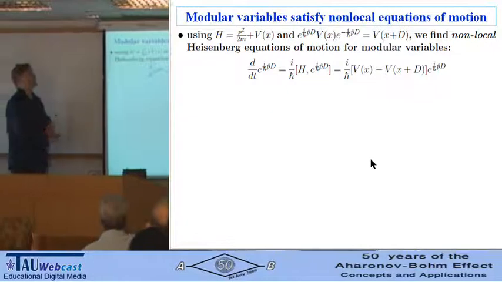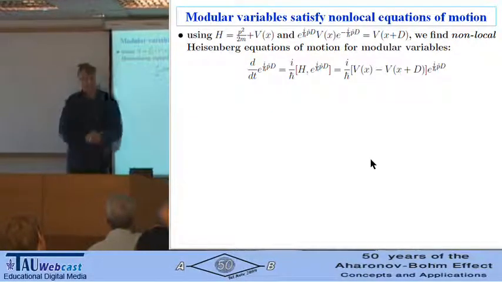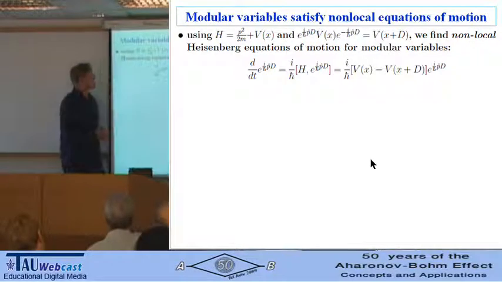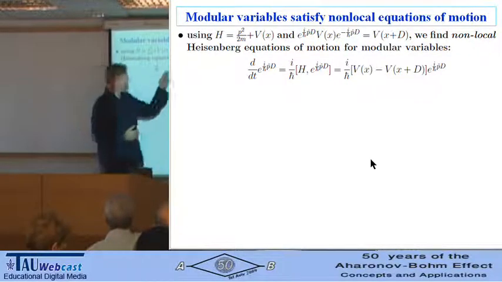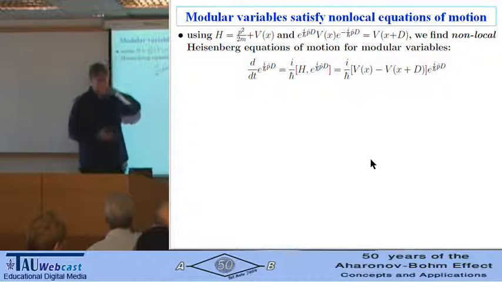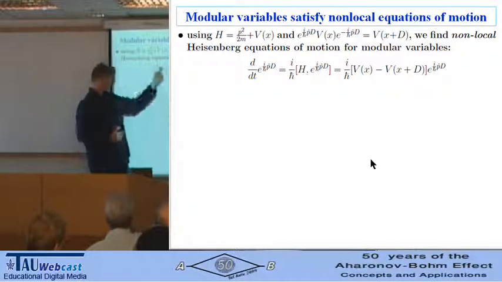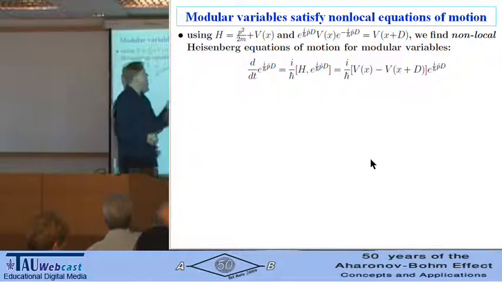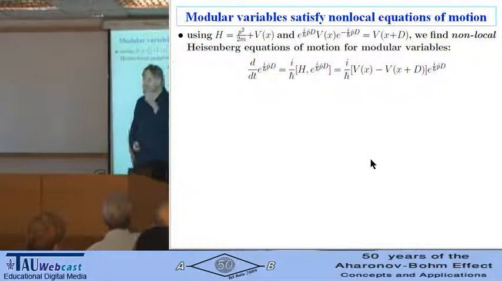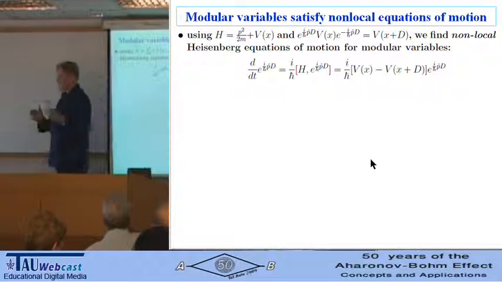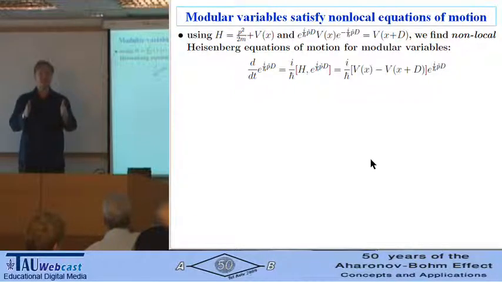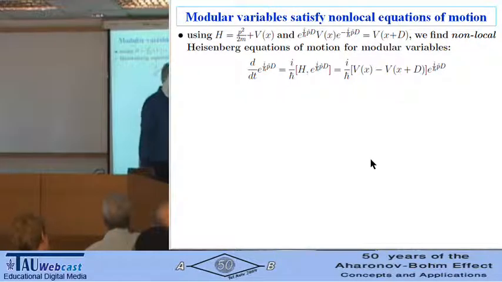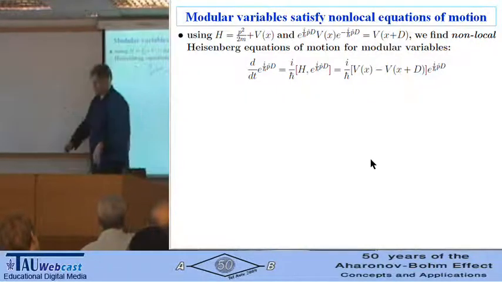That's a whole different sense of non-locality, in contrast to what we usually think about in terms of EPR type of non-locality. But if you look at the Heisenberg equation of motion for these kinds of observables, d/dt of e^{iPD/ħ}, you see that it actually looks at the value of the potential at one place and subtracts the value of the potential at another place, where D can be very large, can be very far away.